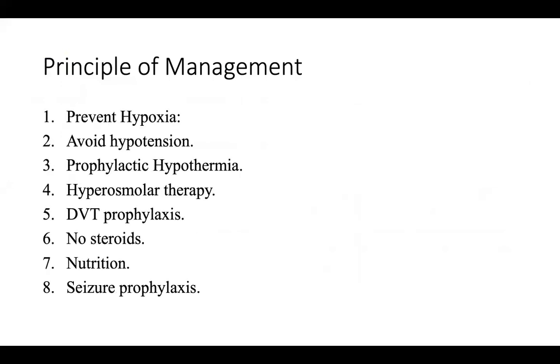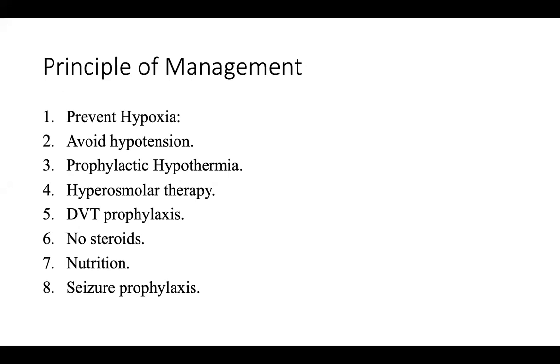What are the principles of management for severe head injury? Still, we'll come back to A, B, C. 1, you want to prevent hypoxia. Remember that the patients who have GCS of 8 or below cannot maintain their airway. You have to intubate and mechanically ventilate.